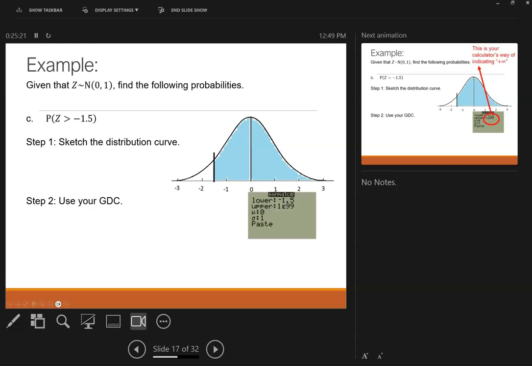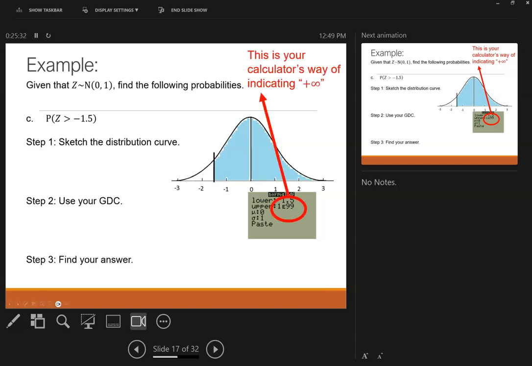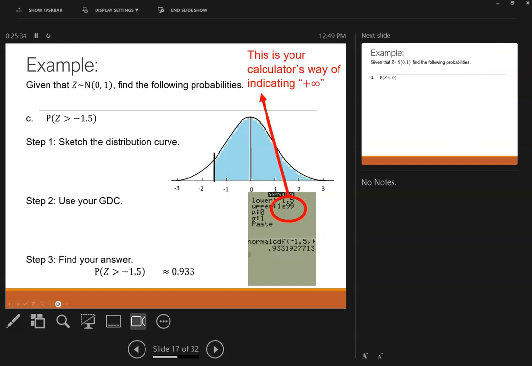So into my calculator, I'm going to do the same thing, but for the upper, I'm going to input the largest number my calculator can hold. That's +1 times 10 to the 99th. And if I compute that, I get about 0.933 or about 93.3%. So far, so good.